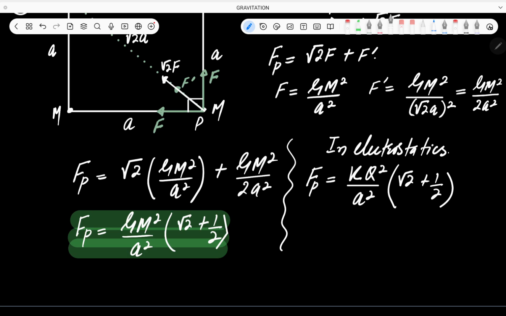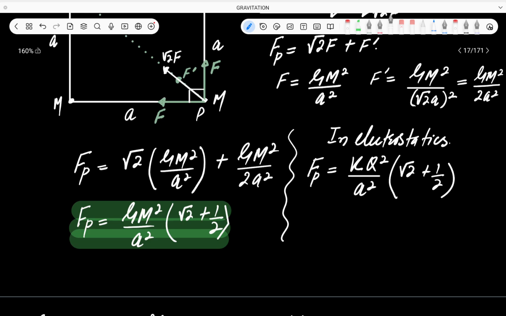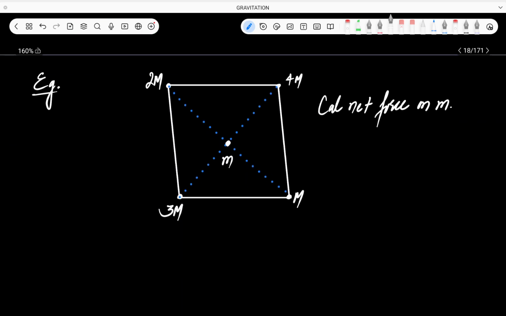That is why I am saying that we are trying to kill two birds with one stone, that's both electrostatics as well as gravitation. In fact, if gravitation is clear, almost 60-70% of electrostatics is also done. Okay, let's switch to another question.